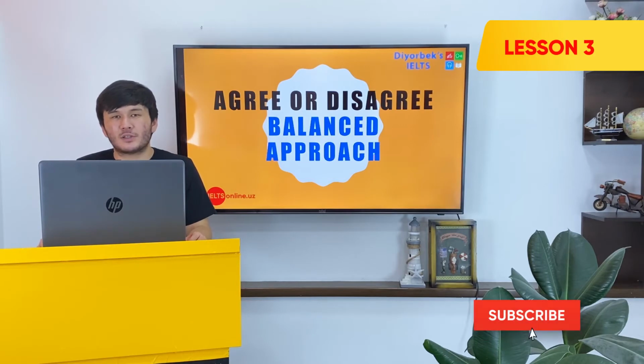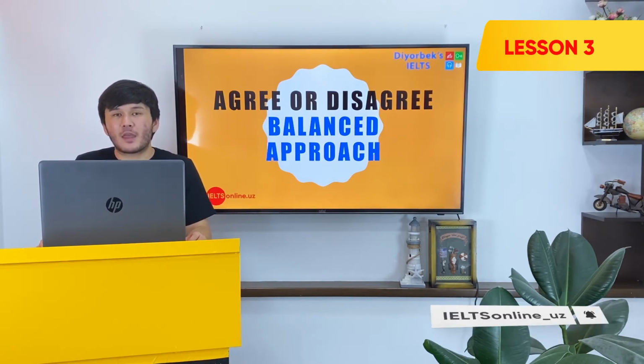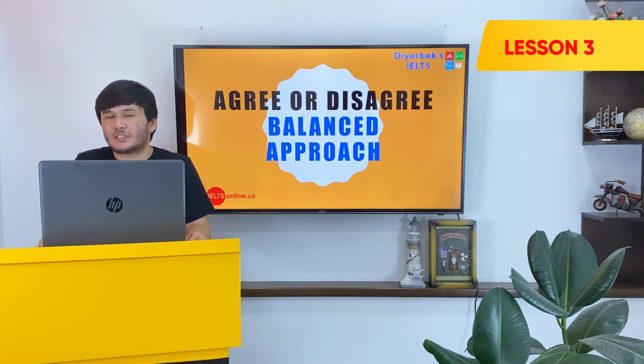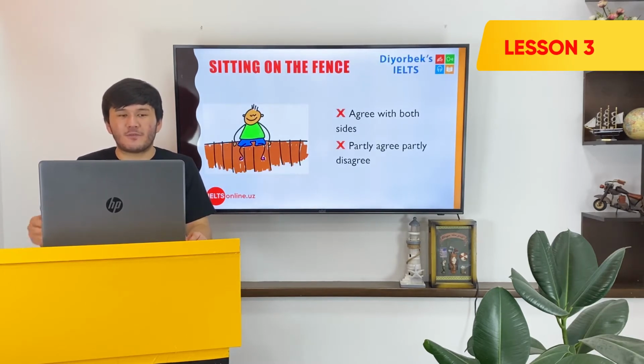But with some questions you find yourself agreeing partly, and also you have arguments that tilt towards disagreeing. So when this happens, you need to learn how to state your position clearly. In English, there is a really perfect idiom that describes this common problem when you cannot state your position clearly and your position is ambiguous. It is called sitting on the fence.